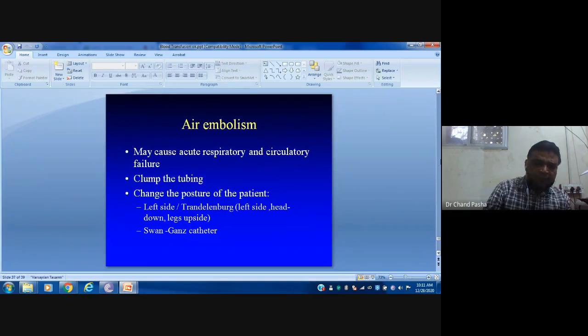Air embolism: sometimes along with the blood, a little amount of air will enter, and this will create a lot of problems. It will lead to acute respiratory and circulatory failure. You are supposed to change the posture of the patient if he is in the supine position, sleeping. You make him stand, elevate him, something like that.